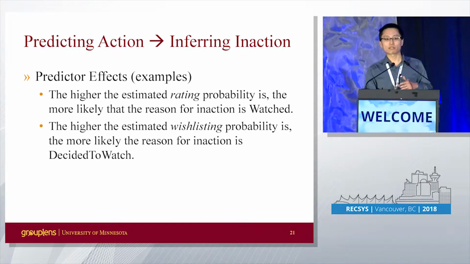Similarly, we can estimate the wish listing probability, the probability that the user is going to add that item into a wish list. If that probability is higher, then it's more likely the reason for inaction is decided to watch. These are pretty intuitive effects we found.